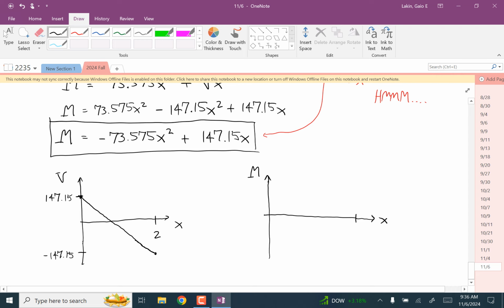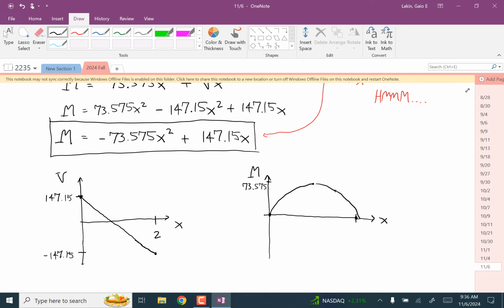Okay. So what do we got here? It's going to be 0 at this endpoint. It's going to be 0 at this endpoint too. And then, what's it going to be at its highest point? It's just going to be a parabolic function like this. And at the center, it's going to be 73.575.